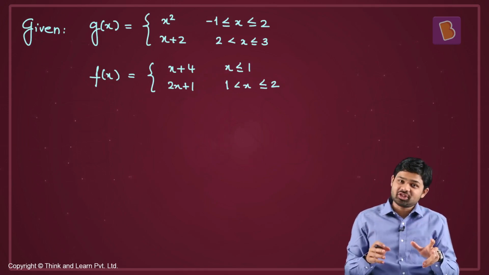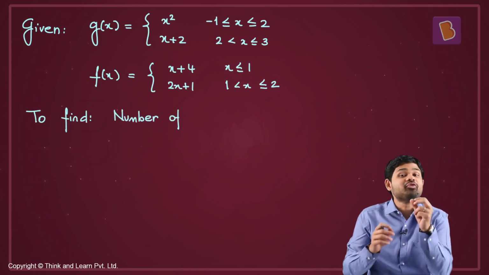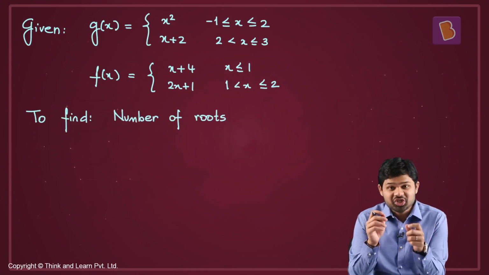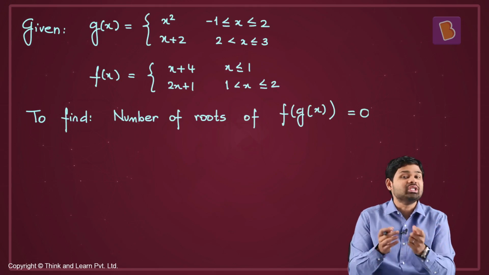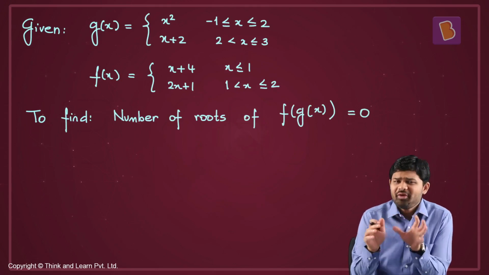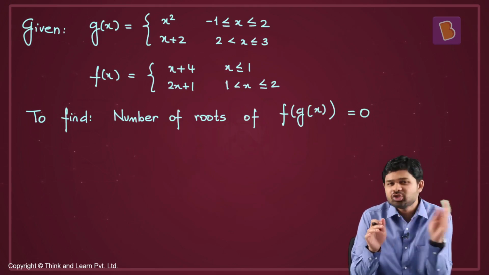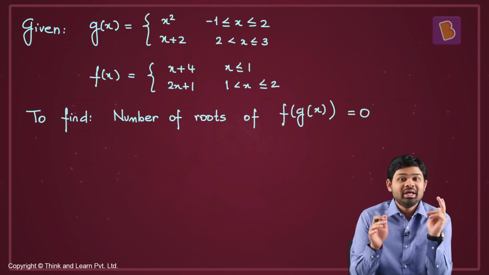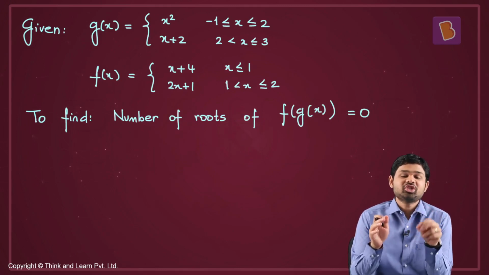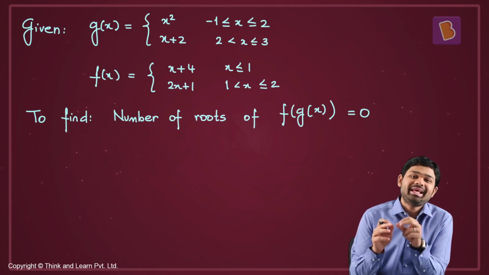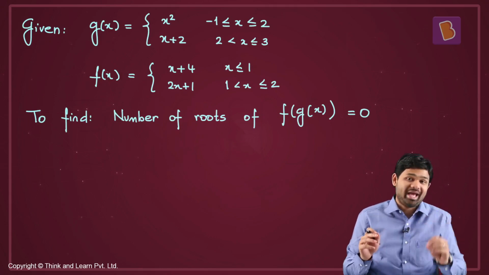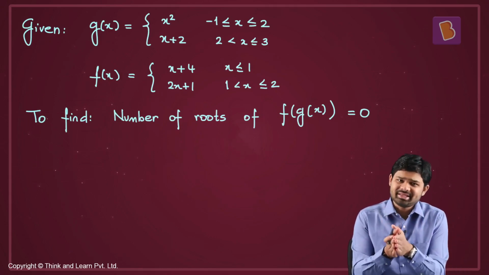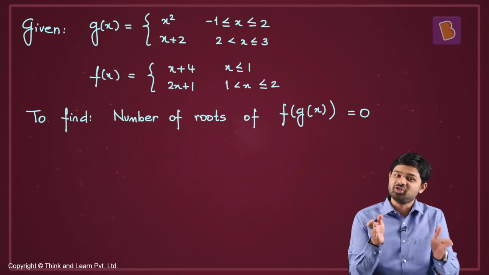The objective of this question is to find the number of roots that the equation f of g of x equal to 0 has. Now it's not a very straightforward question, but it is not a very difficult question also. The only thing that you must understand in this question is you must be very careful when you play with the domain of f of g of x. So let's do it in a very systematic way. Let's define what is f of g of x.